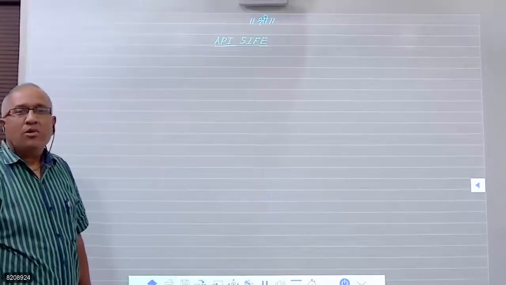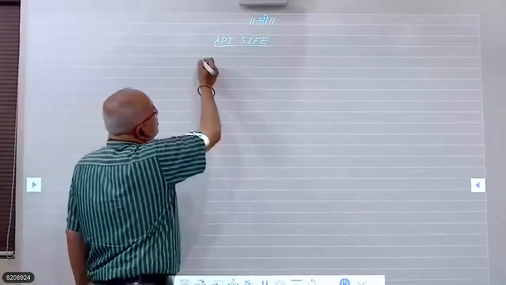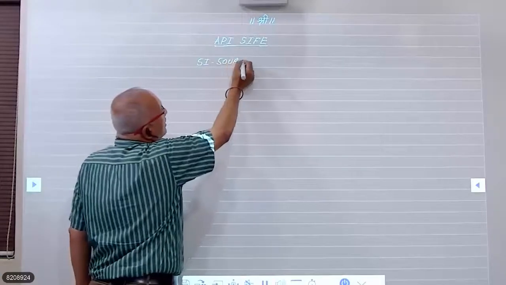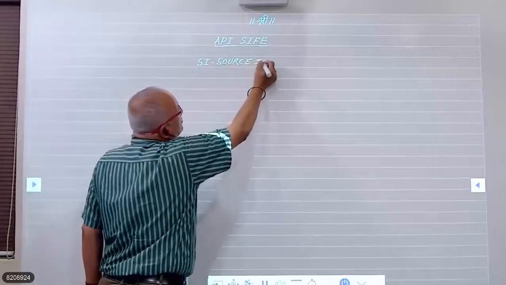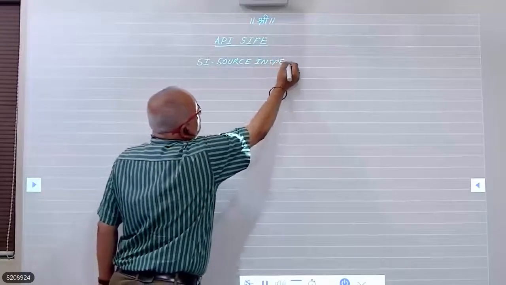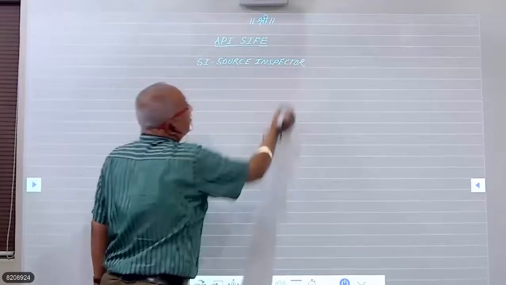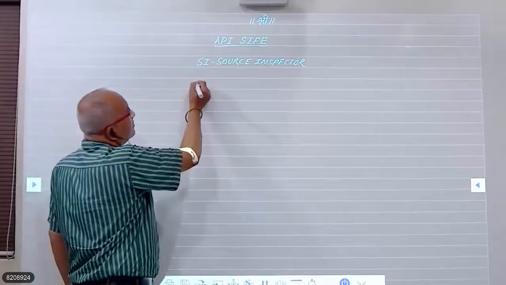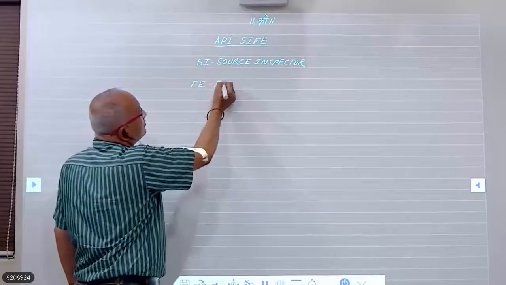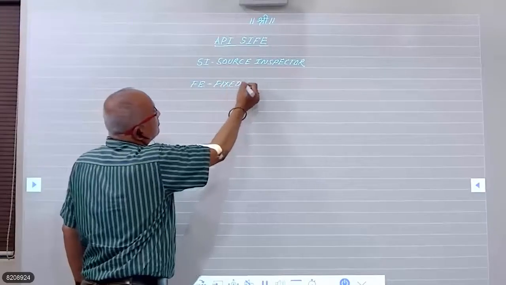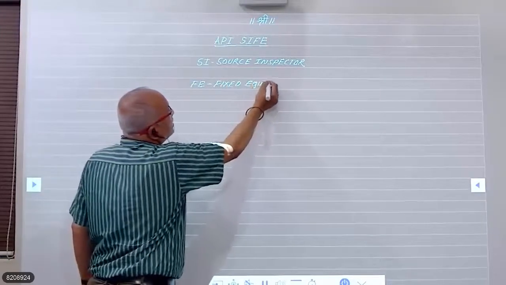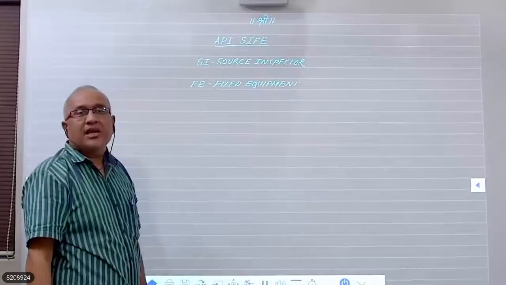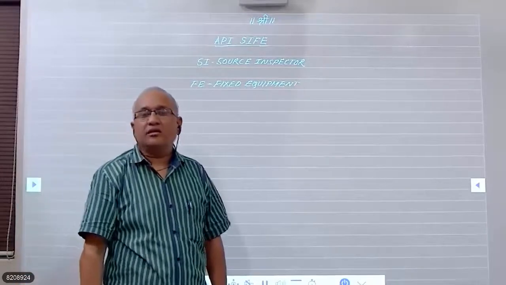So when we talk about SIFE, I'm talking about SI, which is nothing but source inspector. And then FE is fixed equipment. When we talk about fixed equipment, we are talking about all the fixed equipments like pressure vessels, tanks or piping systems.